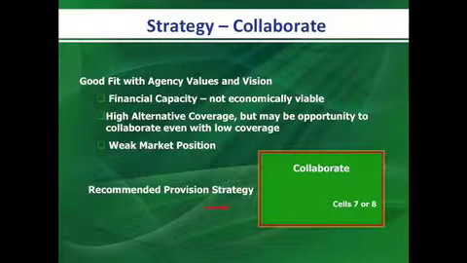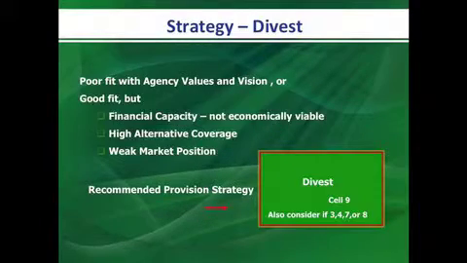Yeah. And that's cells 7 and 8. Cell 9, the last one, is divest, which we talked about. Basically, it's a poor fit with our mission. It's not economically viable. There are a lot of other people doing it, and we're not perceived to be the ones doing it. So just get out of the market if we have a chance.